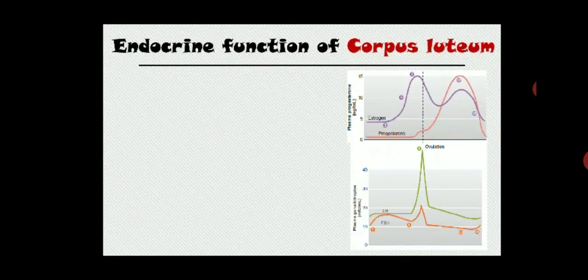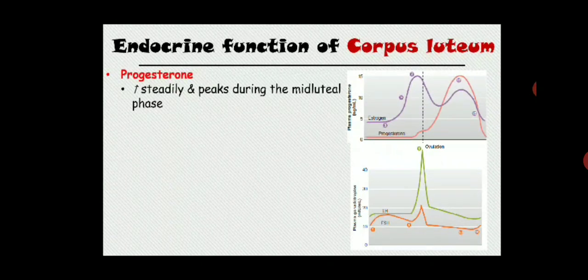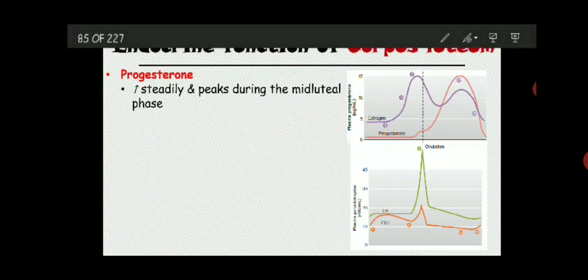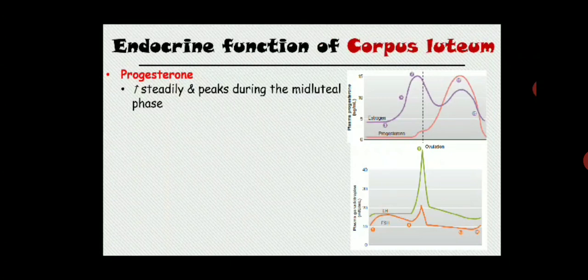So let's write down all of this from the graph. First, progesterone: the level of progesterone increases steadily and peaks during the mid luteal phase. Let me explain what the luteal phase and the follicular phase are. This dotted line is the ovulation. The period of follicle development that happens before ovulation is known as the follicular phase. After ovulation, the phase is known as the luteal phase. Got it? So the peak of progesterone happens in the mid luteal phase.